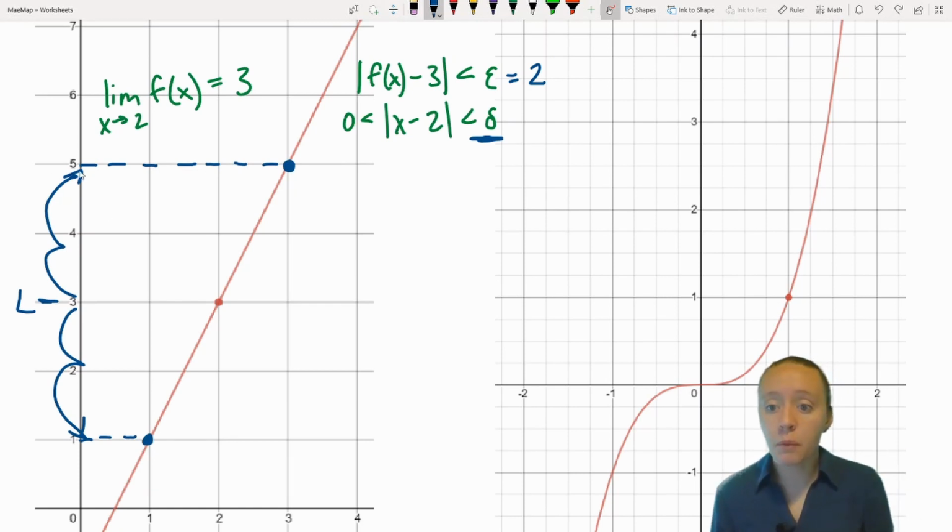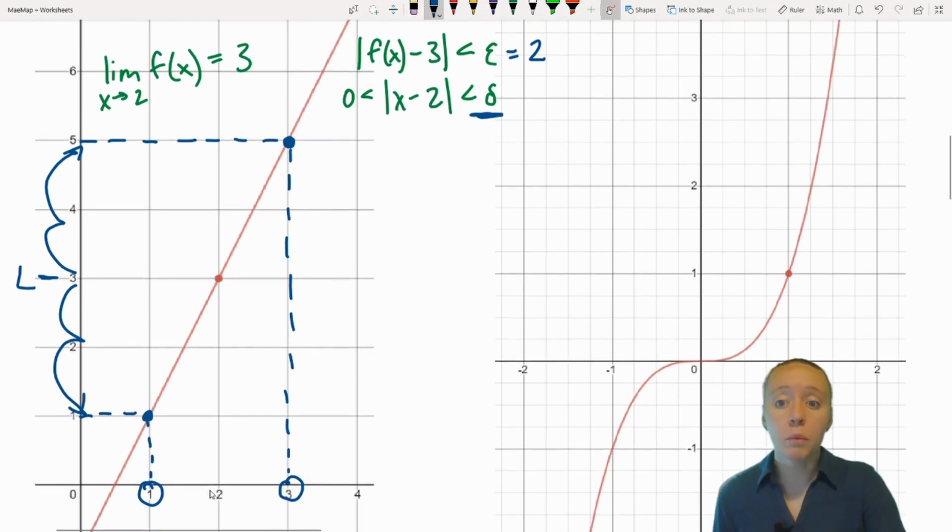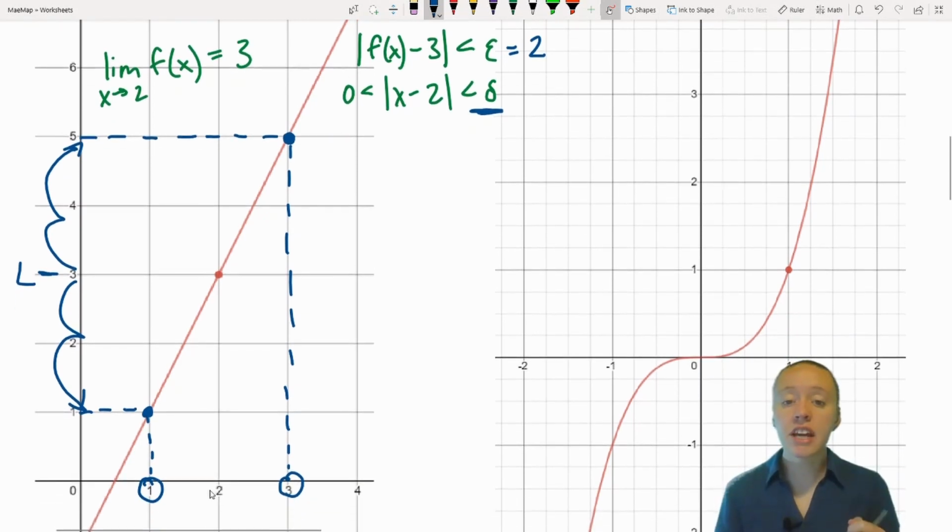And if I know my y coordinates for those, well, if I draw lines straight down, they're going to give me an associated x value. So I'm either going to get 3 or I'm going to get 1. And that 1 and that 3 is going to be related to my delta in some way. But remember, they're my x values.